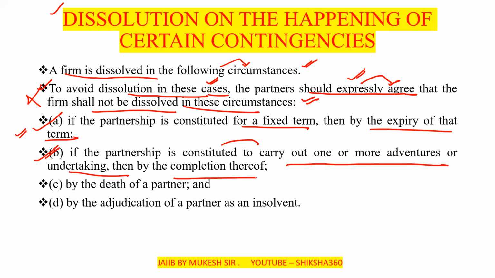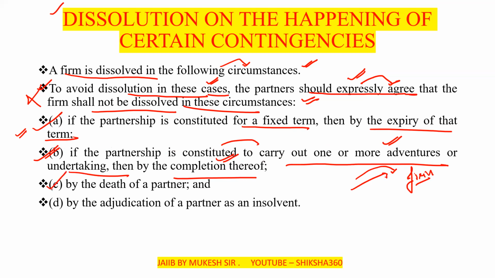Second one is if the partnership is constituted to carry out one or more adventures or undertakings, then by the completion thereof. For example, we have to complete this project, and till the completion of this project we are working in the form of the firm.